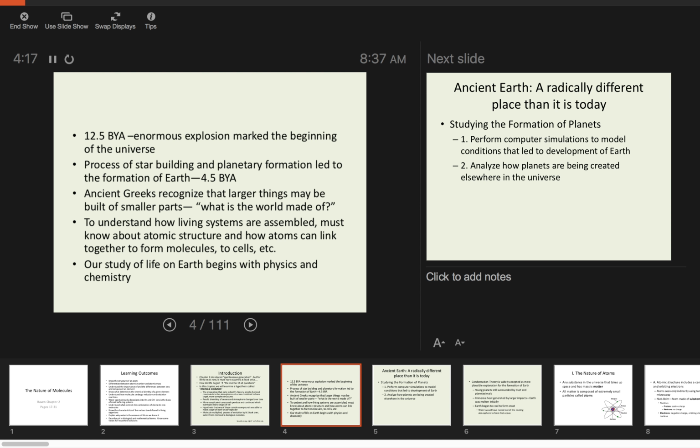12.5 billion years ago, an enormous explosion marked the beginning of the universe. This number is tentative. I've heard 14. Your book states 12. The process of star building and planetary formation led to the formation of Earth about 4.5 billion years ago.